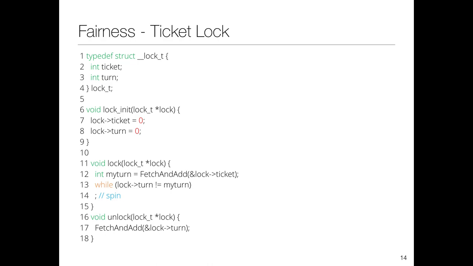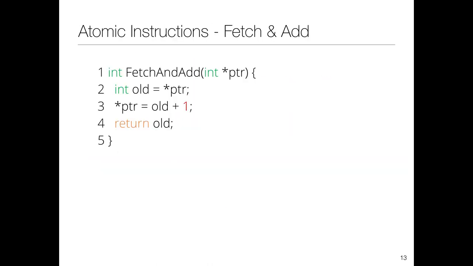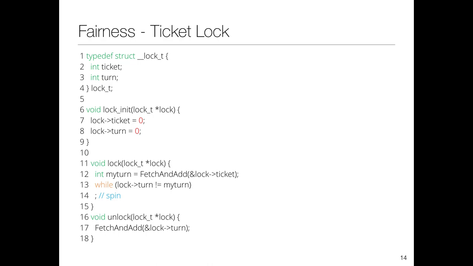So you define a variable my turn, which is going to tell the turn number of that particular thread. This is basically just fetch and add on lock ticket. So initialize ticket at 0. If ticket is 0, my turn will be 0, because fetch and add returns the old value. So this is thread 0, it will be able to execute. While the turn is not equal to my turn, you spin. Otherwise, you enter the critical section. And in the unlocking, you increment the turn variable. So if this does not make sense yet, don't worry, we'll work out an example.